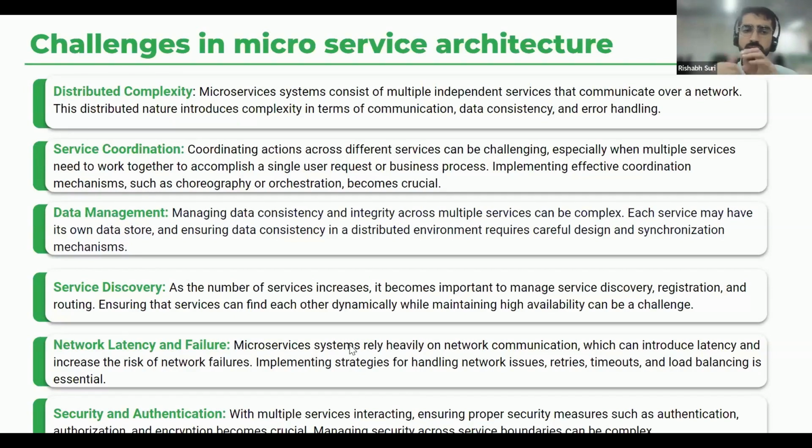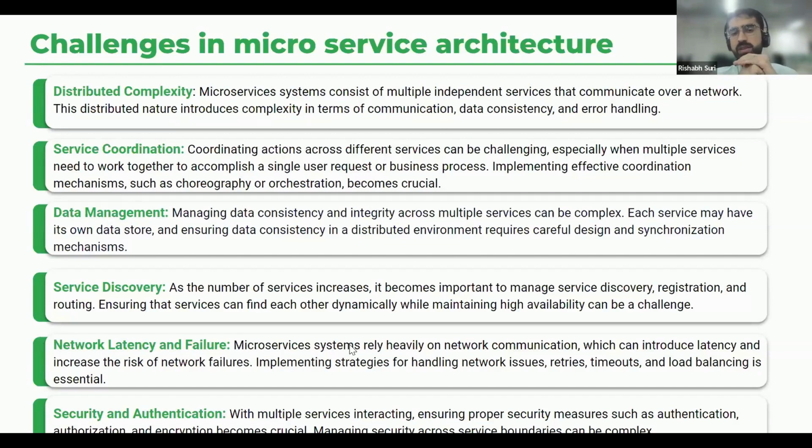Then another major shortcoming of microservices is data management. Ensuring data consistency across services can be challenging. It requires careful design and synchronization mechanisms. For example, Shopify must ensure that product availability and pricing are both consistent across multiple microservices to prevent discrepancies in the shopping experience.